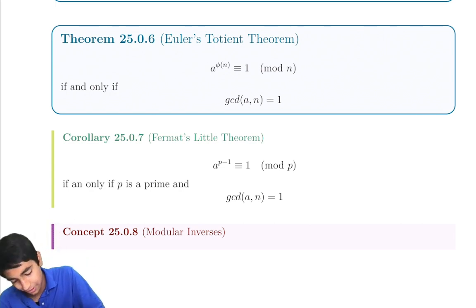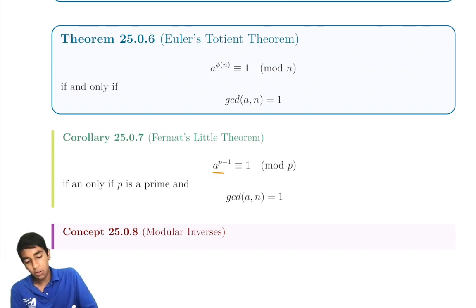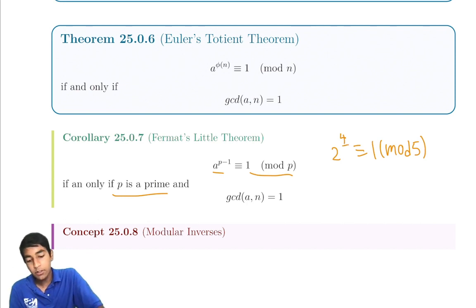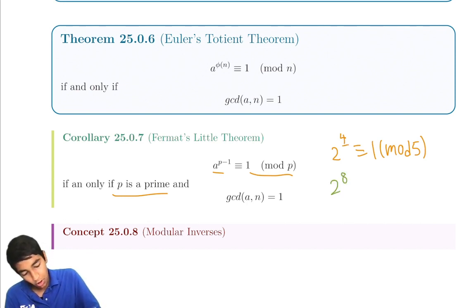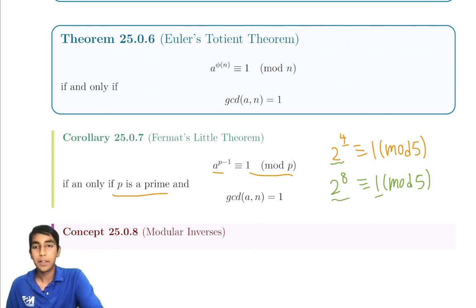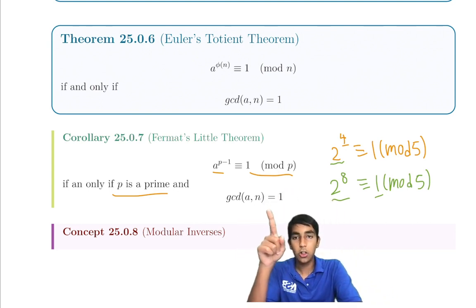But essentially what Fermat's little theorem says is that a to the p minus 1 is always 1 mod p. And this is true only if p is a prime, and also we must have that a and p don't share any common factors. So for example, 2 to the 4 is congruent to 1 mod 5, because 4 is p minus 1 for p equals 5. And we can use this to calculate things like 2 to the 8 equals also 1 mod 5. Because 2 to the 8 is just 2 to the 4 squared, so it's going to be just 1 squared, which is 1 mod 5. Okay, but the key thing to note here is this condition here. A lot of people sometimes forget it.